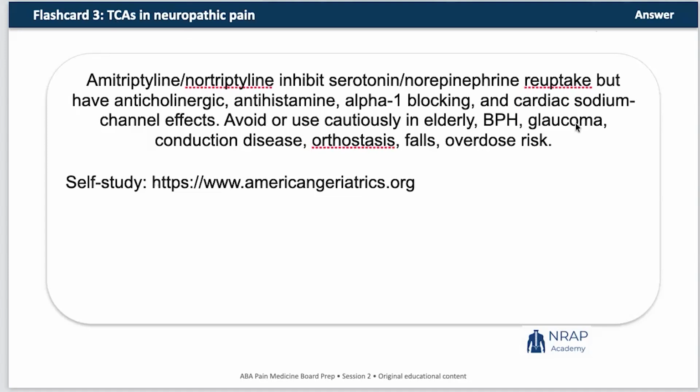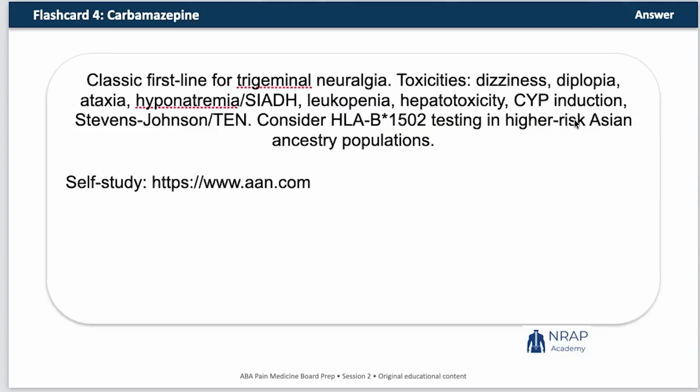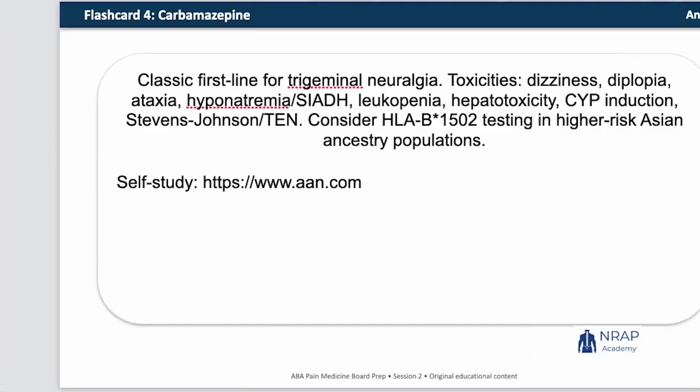Okay, next, carbamazepine, right? First-line therapy for trigeminal neuralgia. Toxicity: dizziness, diplopia, ataxia, hyponatremia, SIADH, leukopenia, hepatotoxicity, CYP induction, Stevens-Johnson syndrome.